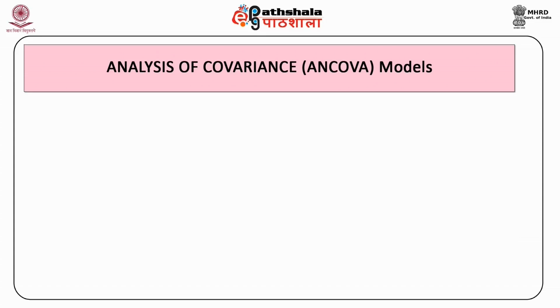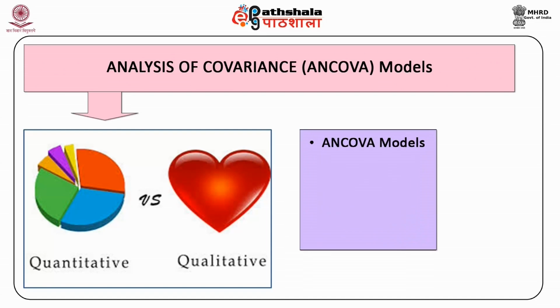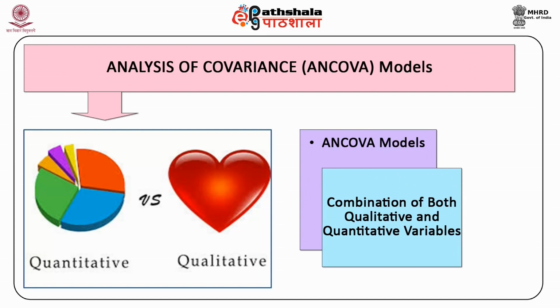Analysis of covariance, that is ANCOVA, models are those regression models which contain a combination of both qualitative and quantitative variables. These models provide a method of statistically controlling the effects of quantitative regressors called covariates or control variables, making them an extension of the ANOVA models.